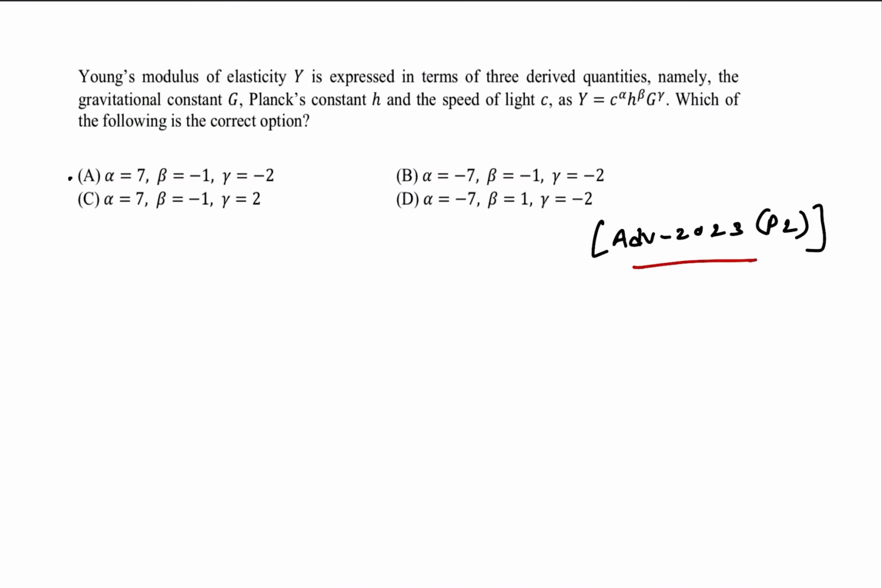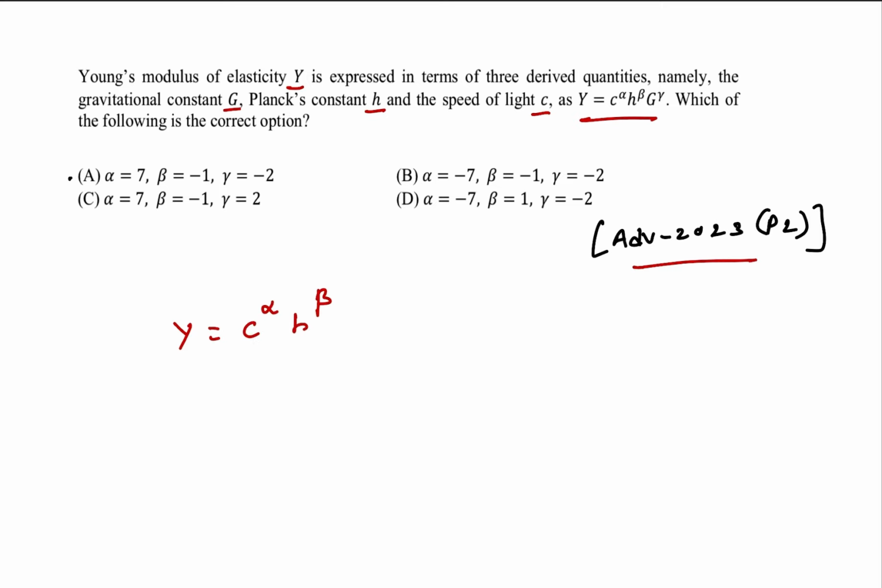Just observe this. Next question. This question they have asked in the Advanced 2023 paper 2. See, the same kind of question, 22, 23, actually we can see even 24 also. They have asked about checking the relation between the different physical quantities. Young's modulus of elasticity Y is expressed in terms of the three derived quantities, namely the gravitational constant G, Planck's constant H, and speed of light C.